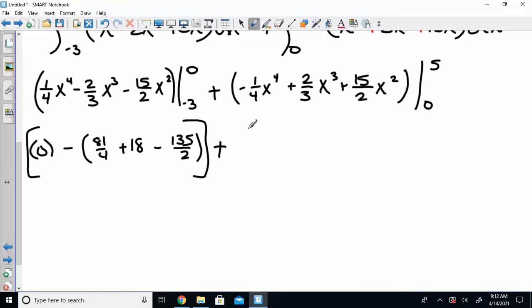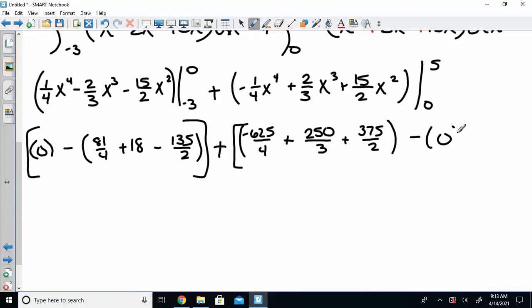The second one. If I plug in my 5, we get negative 625 over 4 plus 5 cubed is 125, 250 over 3 plus 25 times 15 over 2, minus, if you plug in a 0, you get 0.